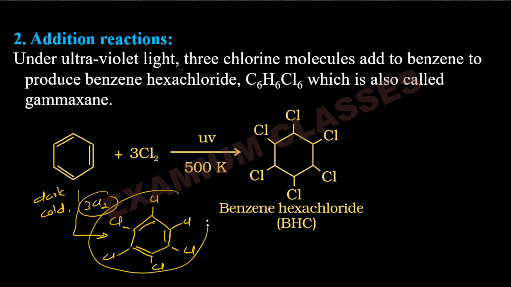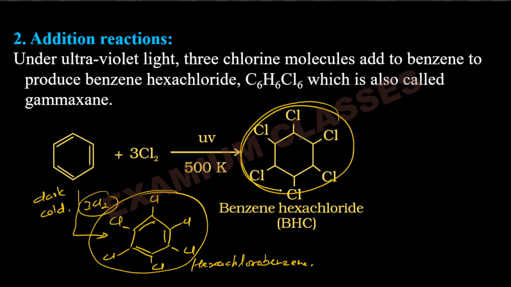So hexachlorobenzene, this is hexachlorobenzene. Okay. And this one is known as benzene hexachloride. Although there is no benzene here, it is known as benzene hexachloride because it is obtained from benzene. That's why. Okay. Normally you will see it written as BHC, benzene hexachloride, or gamexene. NCERT terms it as gamexane, but the correct name is gamexene.